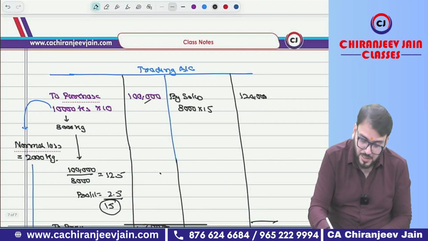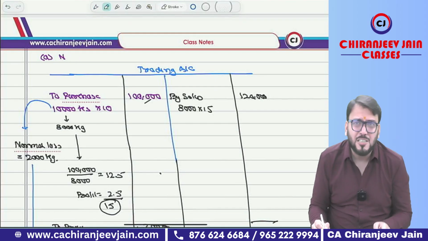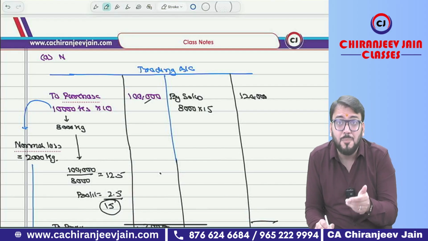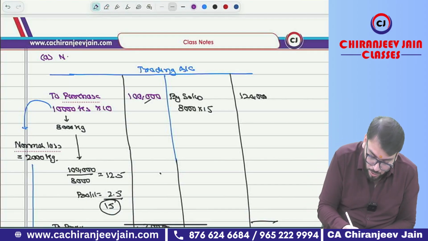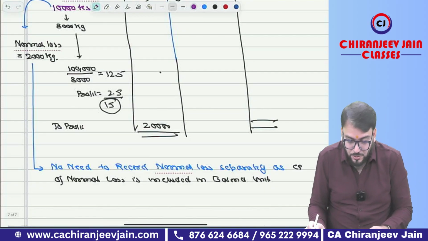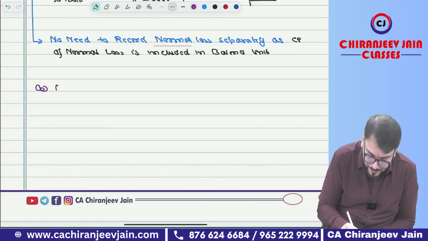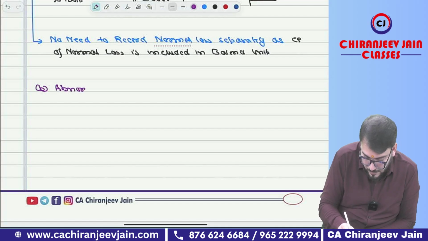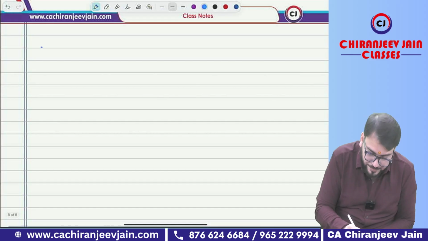Correct. This was a discussion about normal loss. Because I would have said normal loss no journal entry, but you should be able to understand why normal loss has no journal entry, that I am explaining. Okay. So normal loss you understood. Now coming to abnormal loss. Point number B. Abnormal loss. Same example I am taking.